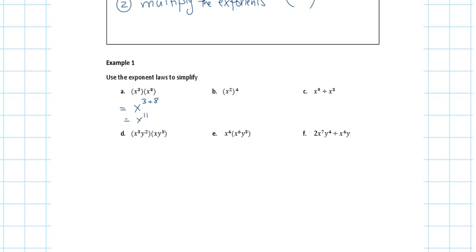If you don't want to show the middle step, that's fine, as long as your answer is correct. But for example, if you show me the middle step and then you do 3 plus 8, but by mistake you wrote x to the power of 12, at least I know that you know what you're doing, and then you don't lose all the marks. But if you show me x to the power of 12, then I'm going to be like, yeah, no.